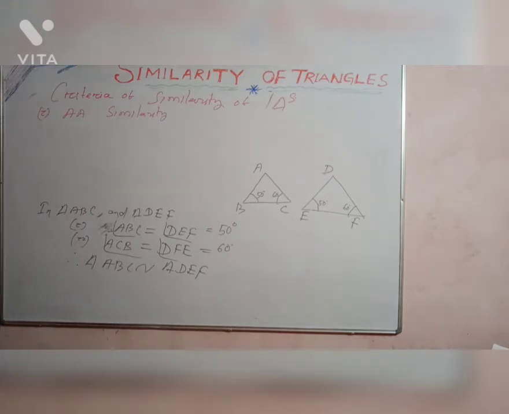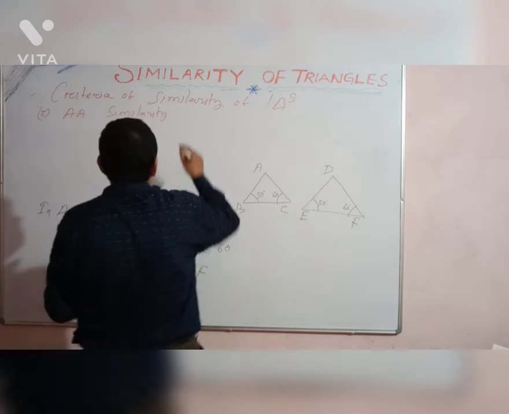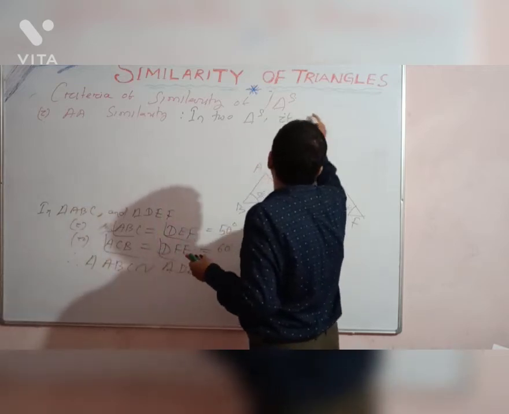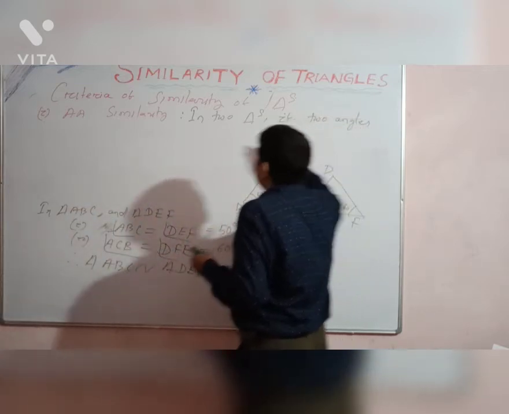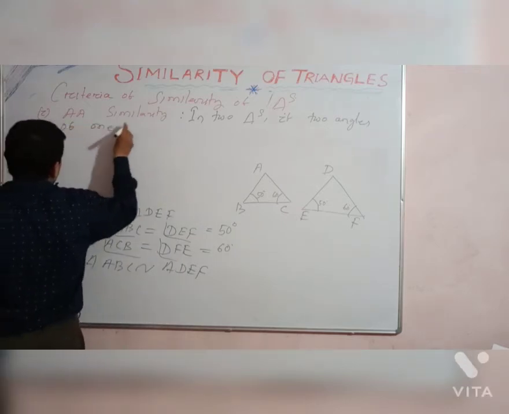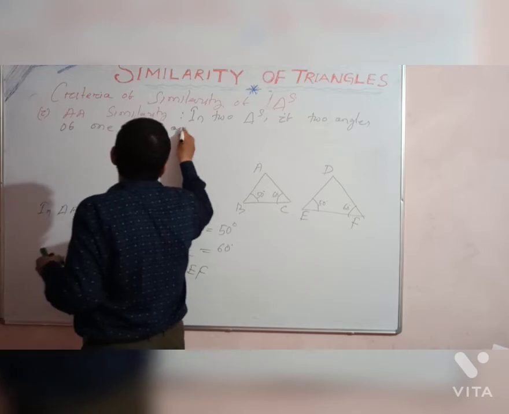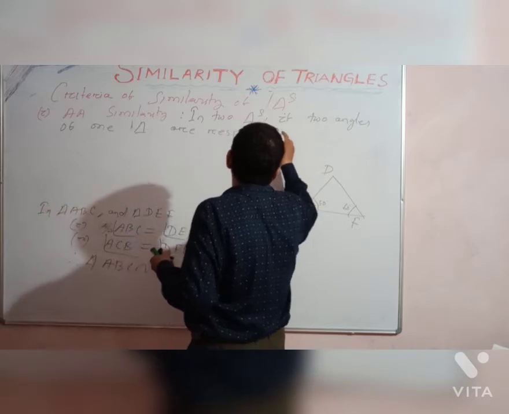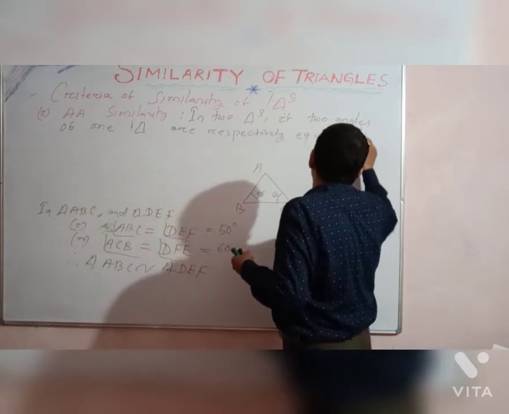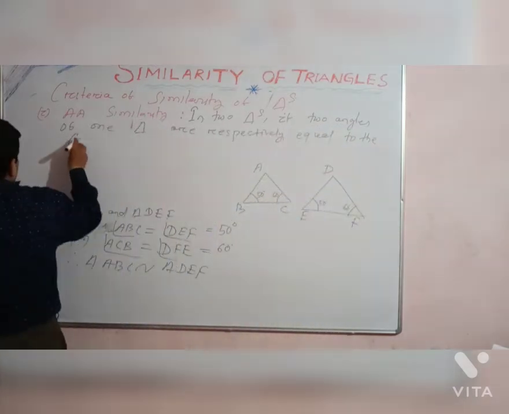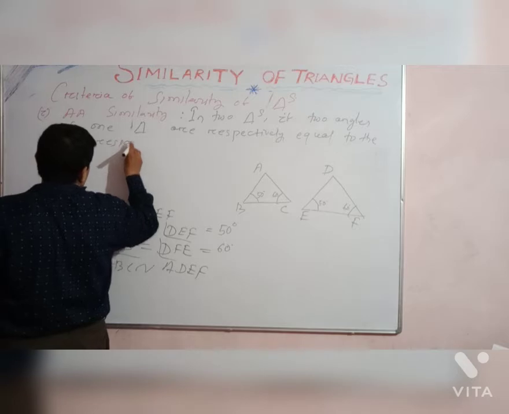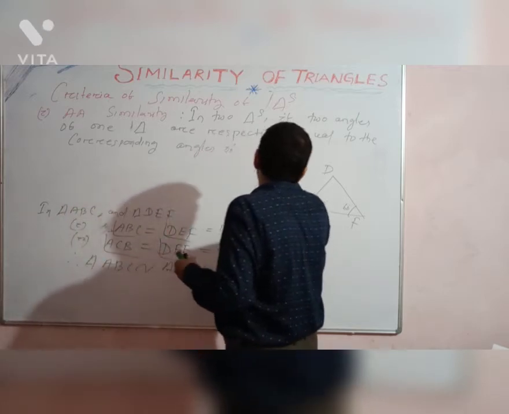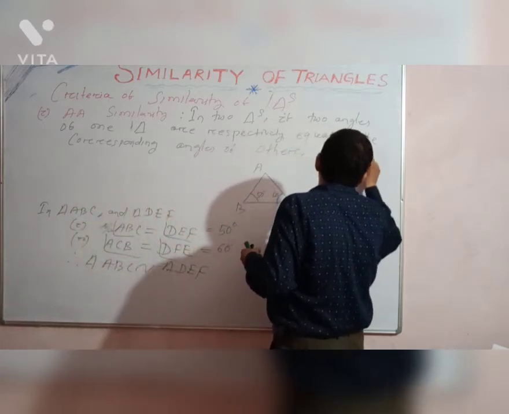So what do we learn here? In two triangles, if two angles of one triangle are respectively equal to the corresponding angles of the other triangle, then the two triangles are said to be similar.